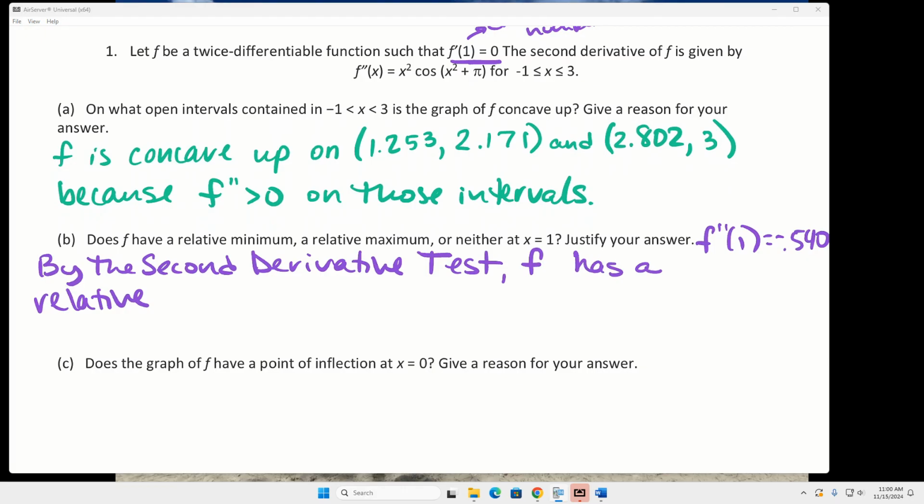If the second derivative is negative, are we concave up or down? Down, which creates a maximum. That's what I do in my head. You all don't have to, you can have it memorized if you want to, but that thought process will always get you to the right answer.